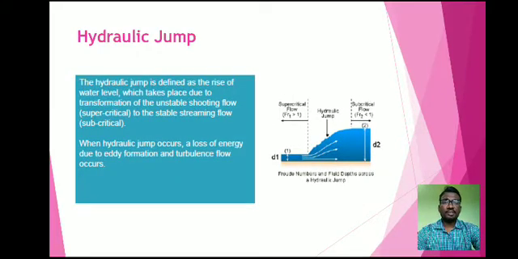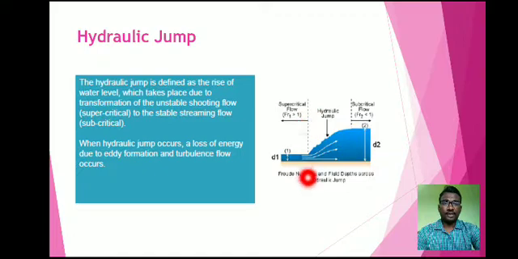Let's see the definition of hydraulic jump. Hydraulic jump is defined as the rise of water level which takes place due to the transformation of unstable shooting flow to stable streaming flow. That means supercritical to subcritical is known as hydraulic jump. When a hydraulic jump occurs, loss of energy occurs due to eddy formation and turbulent flow.